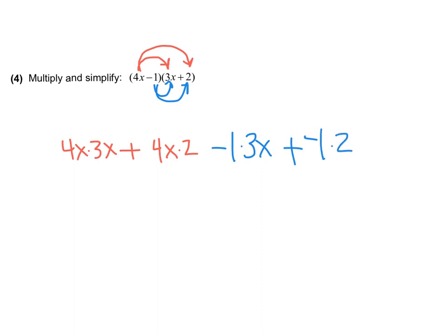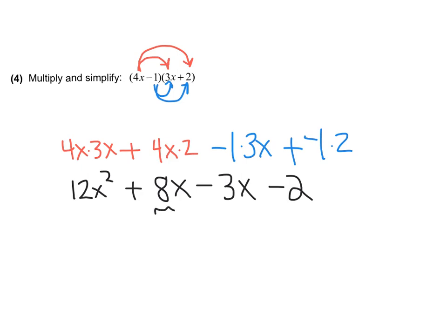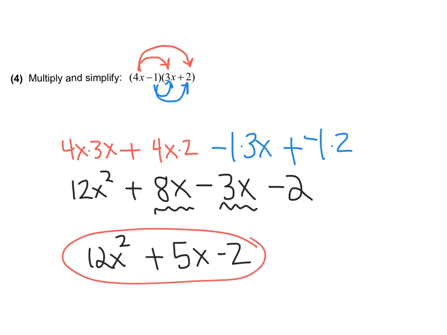So we'll simplify this. 4x times 3x is 12x squared, plus 4x times 2 is 8x, minus 1 times 3 is 3, so minus 3x, and then negative 1 times 2 is negative 2. Now we'll add like terms. We have x's that are like terms. So we have a 12x squared plus 8x minus 3x, which is 8 minus 3 is 5, so plus 5x minus 2. That is my answer, so I'll circle it in red pen, just like in Desmos on your quiz.